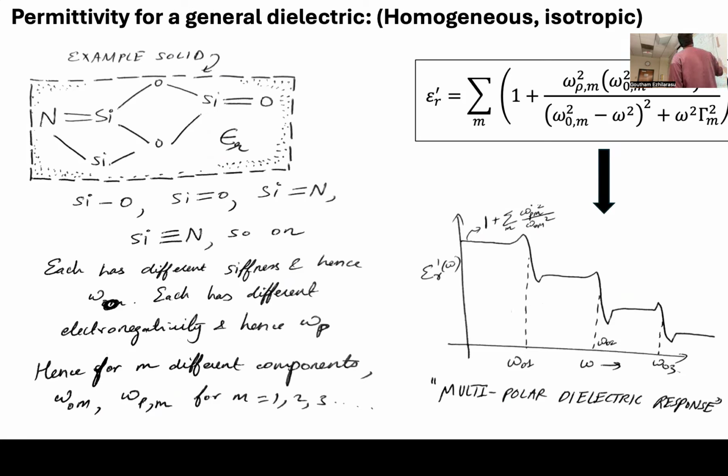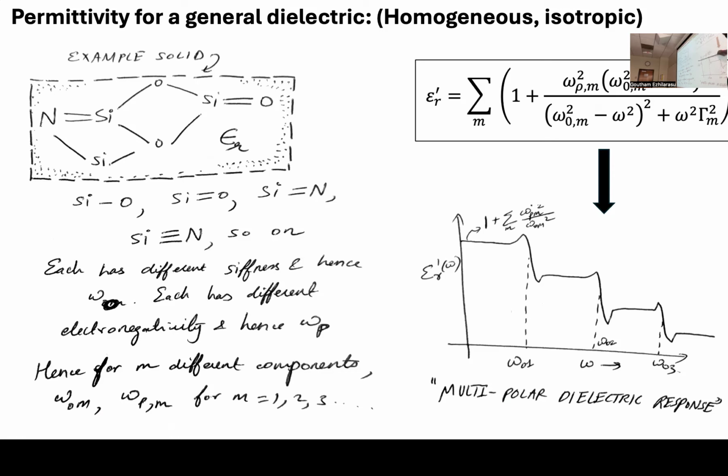And each one would have its own plasmon frequency because it has a different number of electrons that participate in the polarization, as well as a different resonance frequency because each bond can have a different stiffness. If you were to plot the frequency behavior of this, and I'm sure you would have seen this figure, a typical complex dielectric material would have multiple resonance frequencies corresponding to the response of each individual bond.